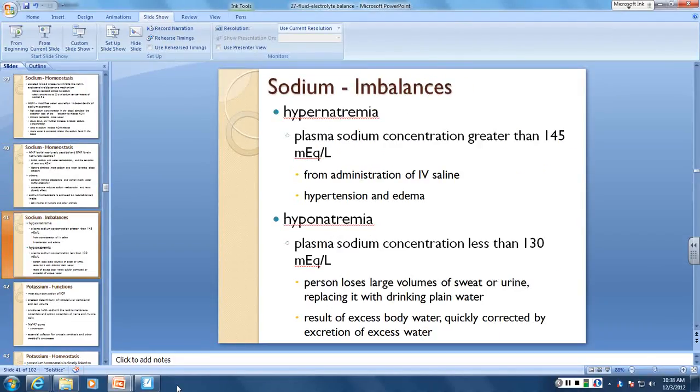Okay, hypernatremia. So you all should have an idea just by looking at those what the words mean. Hypernatremia is a condition where what? Blood calcium is too high. Hyponatremia, blood calcium. Did I say calcium? I meant sodium. So hypernatremia, the Na refers to sodium. Too much sodium. Hyponatremia, too little sodium.